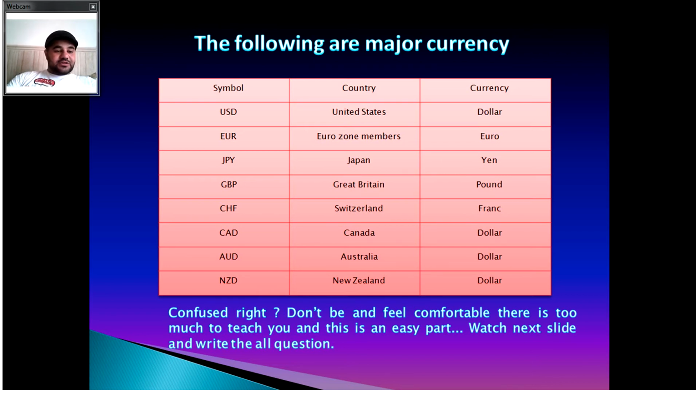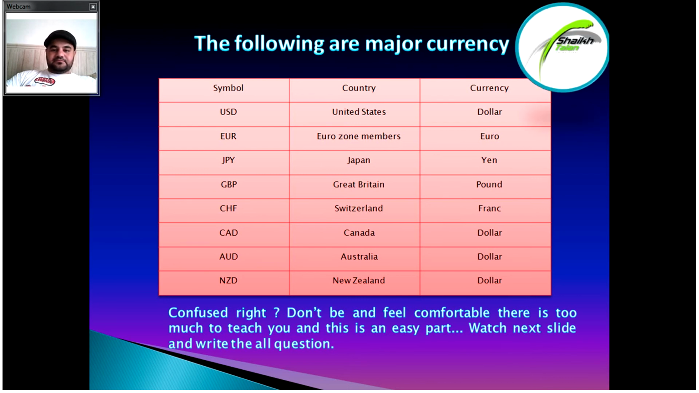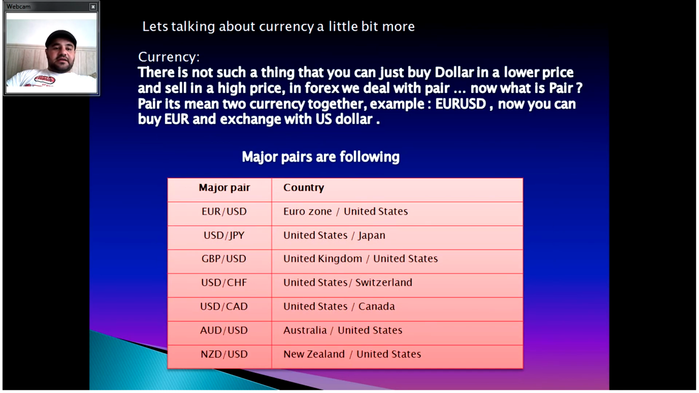But I'm going to teach you in the next slide. If you have any question, please write it down and ask me later, okay? Anyway, let's talk about the currency. I've told you if you're going to Germany, you're going to exchange your money for euro, okay? If you have US dollars.